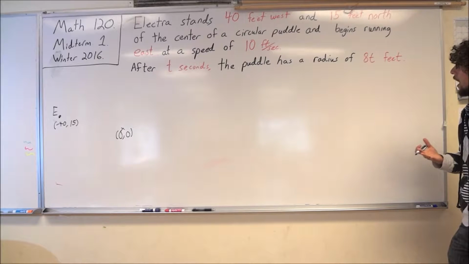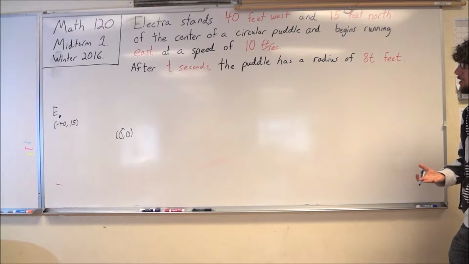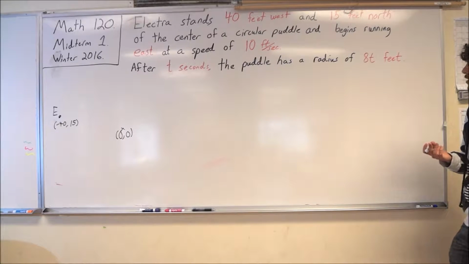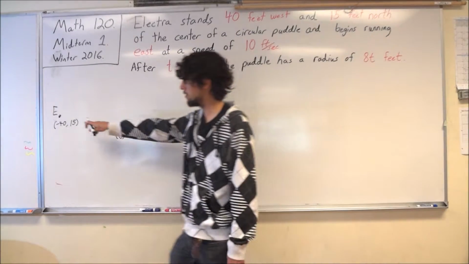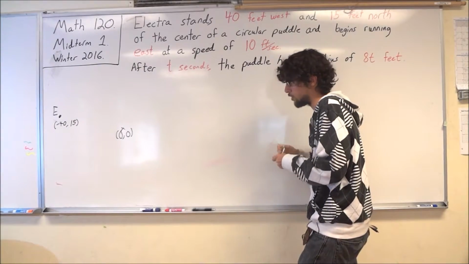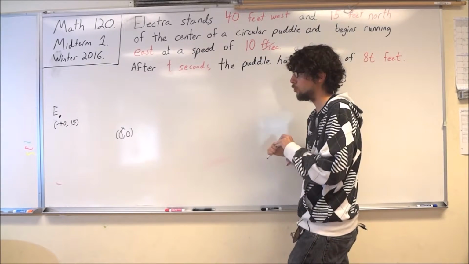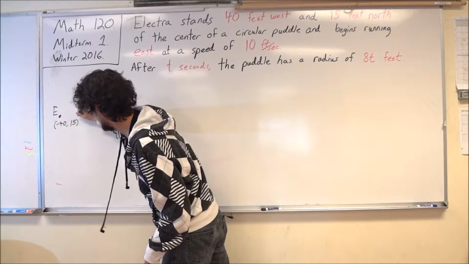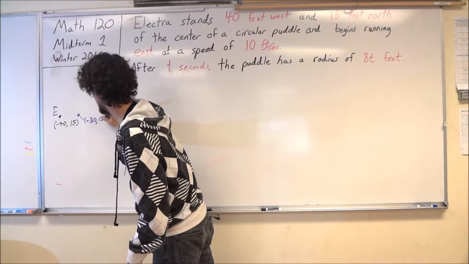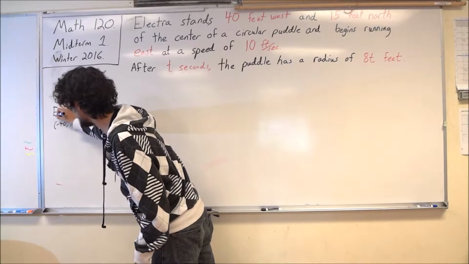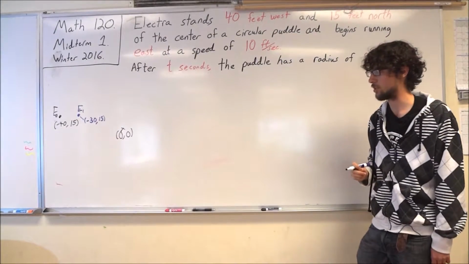With these moving pictures, I like to draw what it looks like at t equals 0, and maybe a second later. At t equals 1, what's going on? Well, Electra is traveling east, so I'll switch colors for t equals 1. At t equals 1, Electra has traveled 10 feet. So her new position will be here, and this will be negative 30, comma 15. Maybe this is e sub 0, and this is e sub 1, Electra's position at time 0 and at time 1.